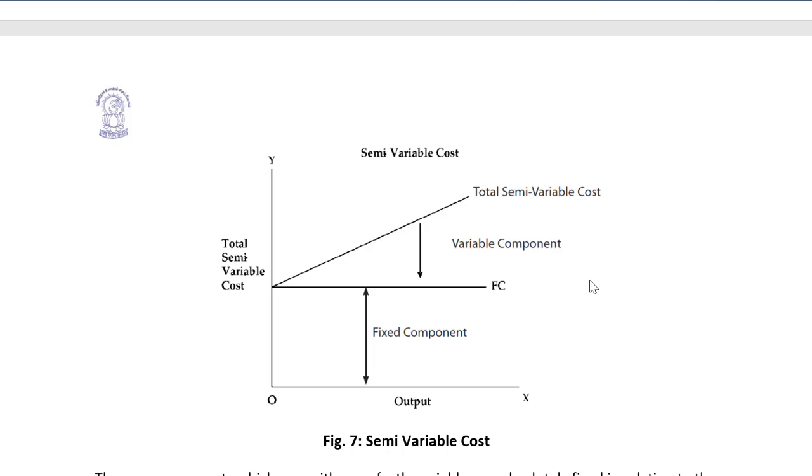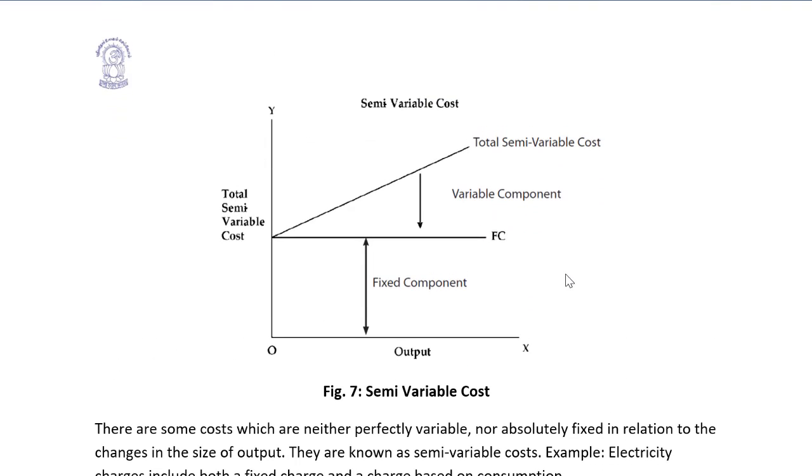Now see semi-variable cost. Now you can see, students, over here, this is a fixed component of cost. So up to a certain limit, the fixed cost is here. Say for example, fixed cost is 100, and after this point, the fixed cost will be stagnant and the variable component of the cost will start. That means when the output increases, the variable cost will increase.